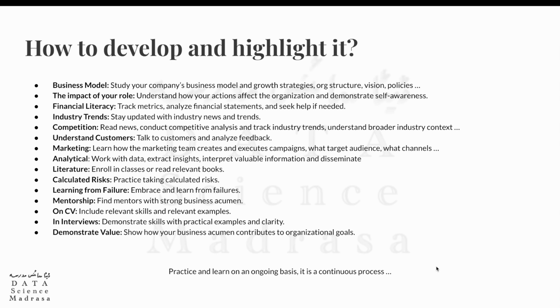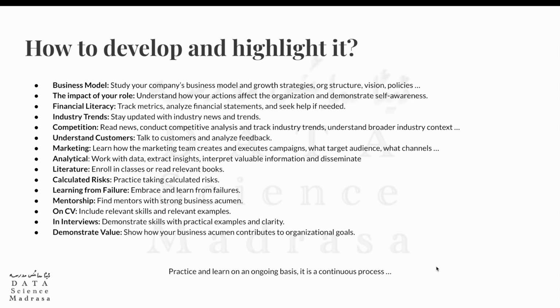So I hope by now you are convinced that this is an important area for you to give some time to as a data scientist. And the reason why I've kept it as the first section in this unit as well is because this should form the foundation on which you do your work as a data scientist. So how do you develop and highlight business acumen? Well, it's something that is done on an ongoing basis. And you need to practice it daily so that you can get better at it. It's a continuous process.